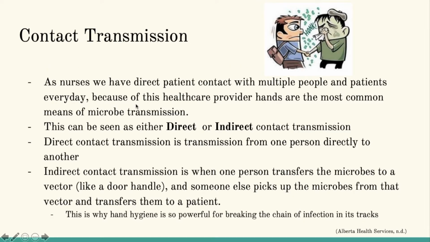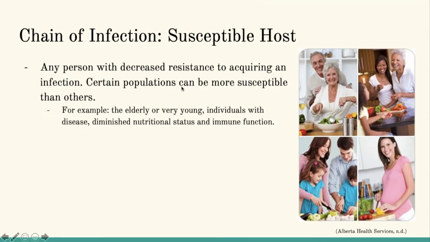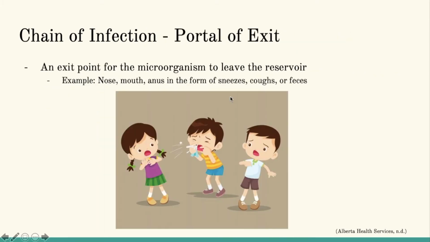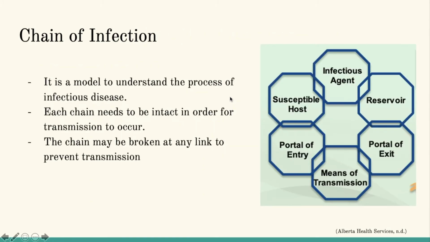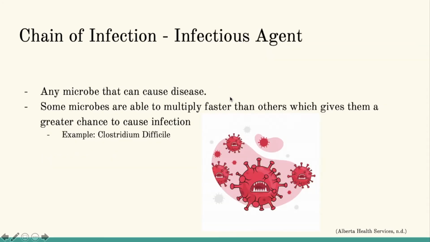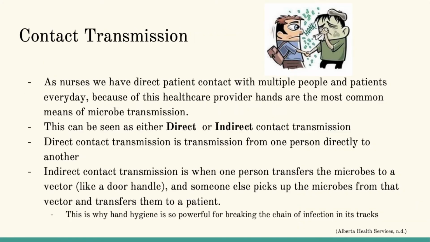The next we're going to talk about, so I think that's all the chains. 1, 2, 3, 4, 5, 6. Yeah, so that was the chain of infection. Next thing we're going to talk about is just a couple different types of transmission. I don't think we're going to talk about all of them, but I'll talk about some of the most common ones we see usually in units.